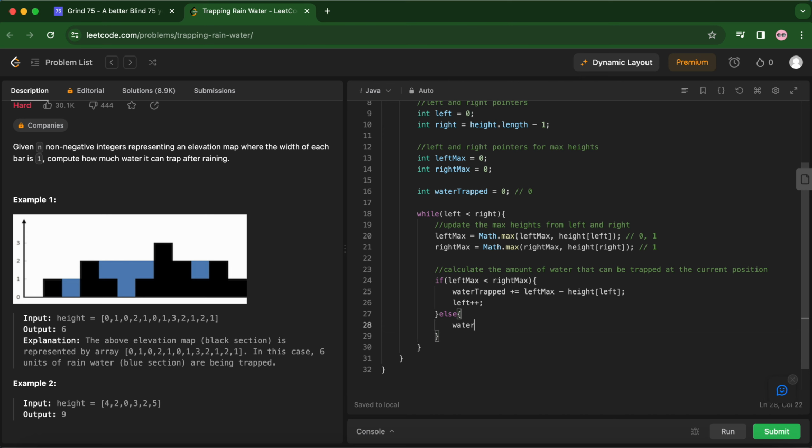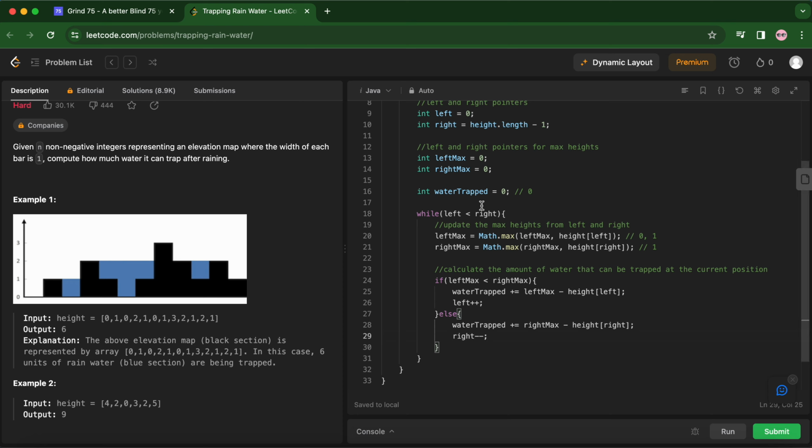So we'll say waterTrapped, using the same formula, will be rightMax minus height[right]. So we'll calculate how much water can be stored at this point. RightMax value is 1. Water trapped originally has the value 0 as of now. 0 plus rightMax 1 minus height at right, that is also 1. So 1 minus 1 is 0. So overall water trapped remains 0. But since we have considered this one now, we'll move the right pointer in the inner direction. So right minus minus.